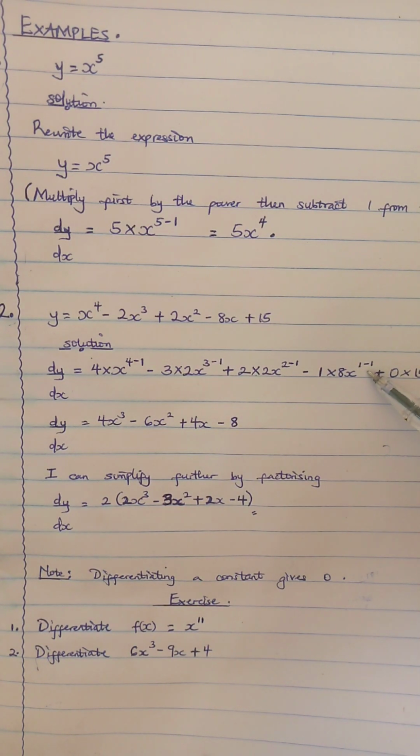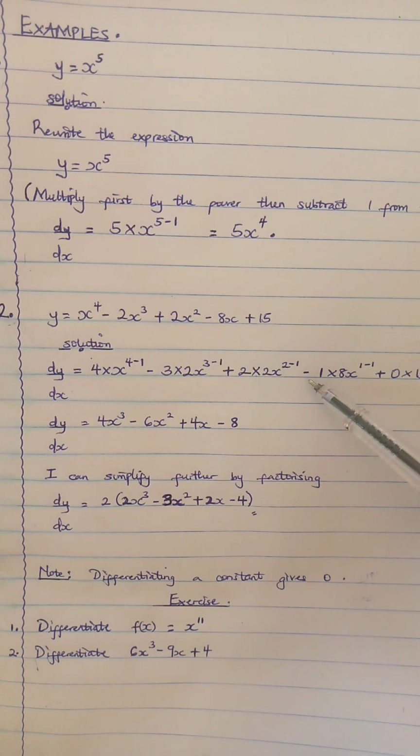And don't forget the power rule in indices. Anything raised to the power 0 is 1. x raised to the power 0 is giving me 1. So 8 times 1 is giving me 8. Minus 1 times 8 is giving me 8. So we have minus 8 for the solution of this.